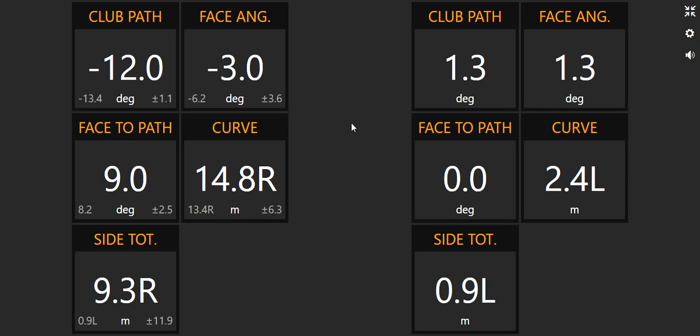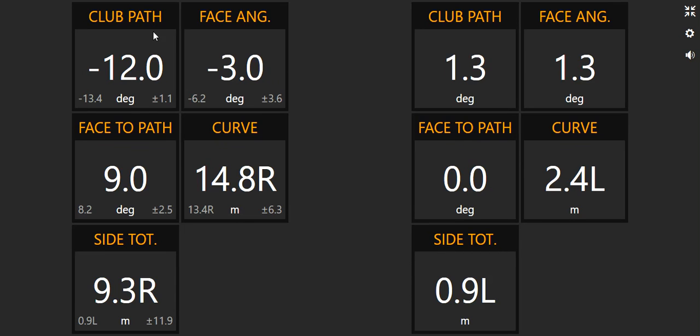So it's interpretive, but this one I've got is one where it's actually started a little bit left and then ended up quite a fair way to the right, which would be your general slicing shot for a right-handed player. If we look at some simple data numbers, you've got a club path of minus 12 degrees. For a right-hander, this is a long way to the left. So that's coming from outside to in club path.